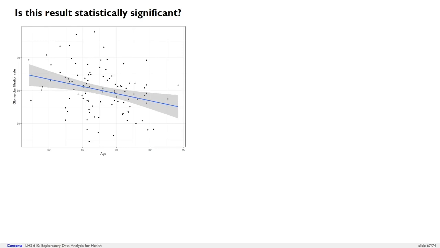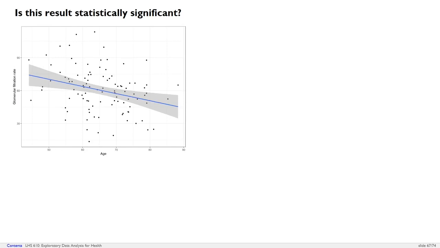So let's look at this plot over here. This is some data that I synthetically generated using code. And so we've got age on the X-axis. We have glomerular filtration rate on the Y-axis, which is a measure of your kidney function, where higher is better, lower is worse. And I want to ask, is this result statistically significant?